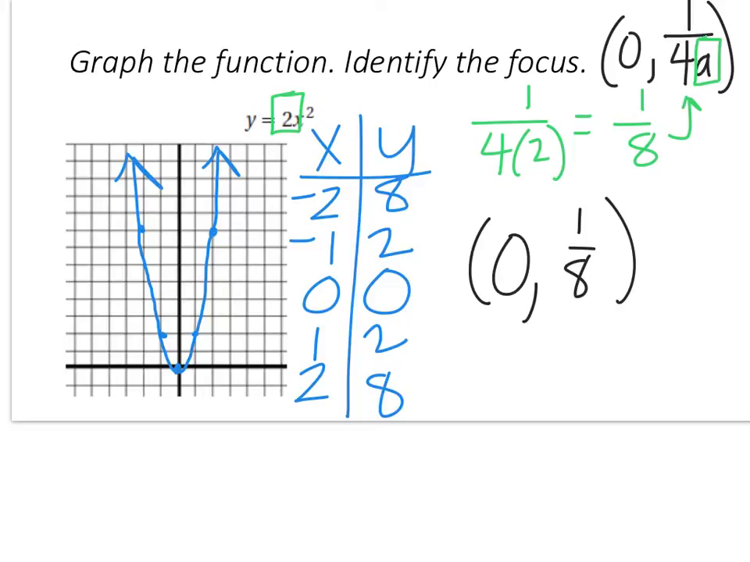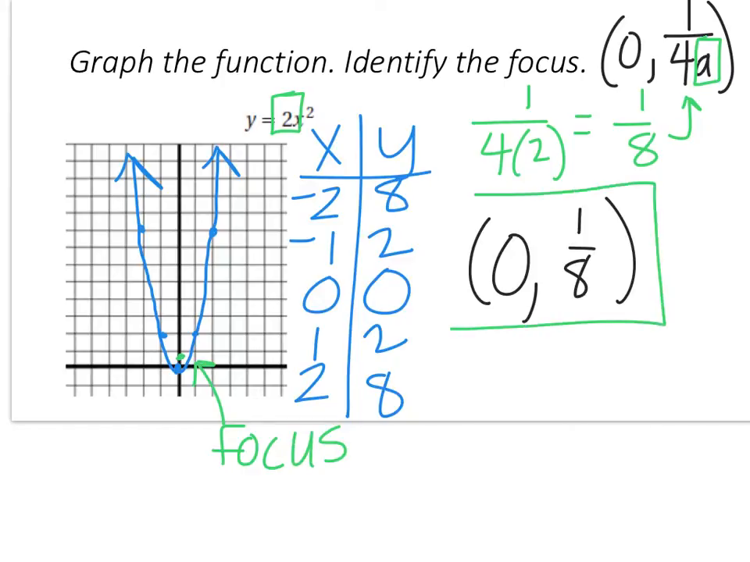So what we do is we go ahead and plot this. Now it's going to be hard to do. This focus is actually going to be pretty close to our vertex. So I plotted it as much as I could, and I'm labeling it, but honestly, I want to see the point. I want to see the math that you did, and then you can estimate where it is on your graph.